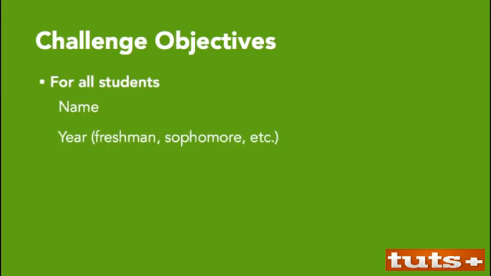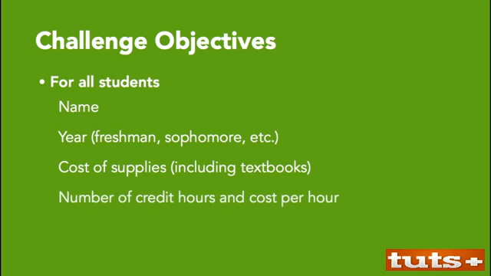What year are they entering? Freshman, sophomore, junior, senior? The estimated cost of textbooks, pencils, paper, all the supplies that they'll need for the year. The number of credit hours they're taking, and the cost for each credit hour. Use that information to calculate the total cost for attending college for 1 year and print the final total.